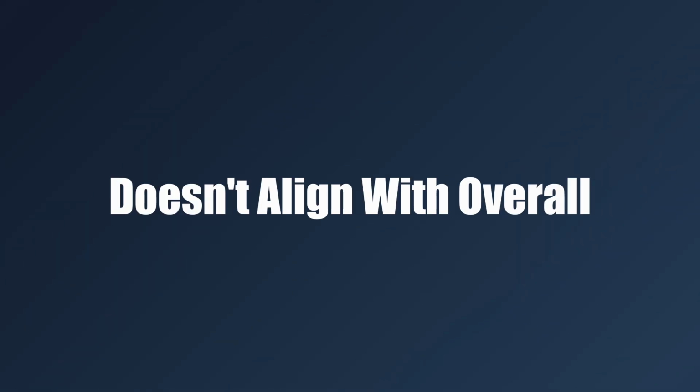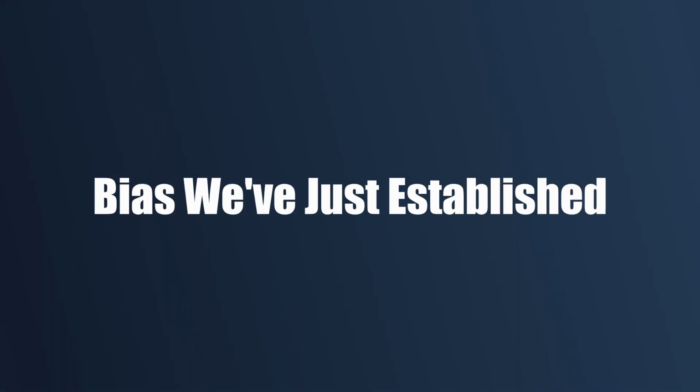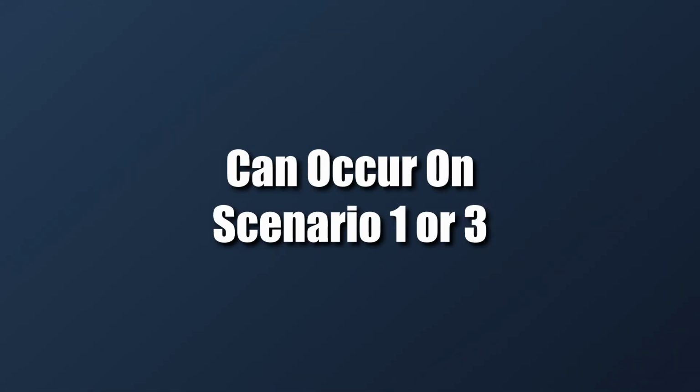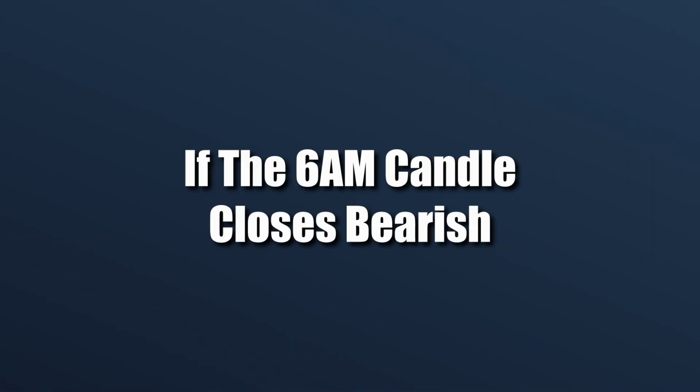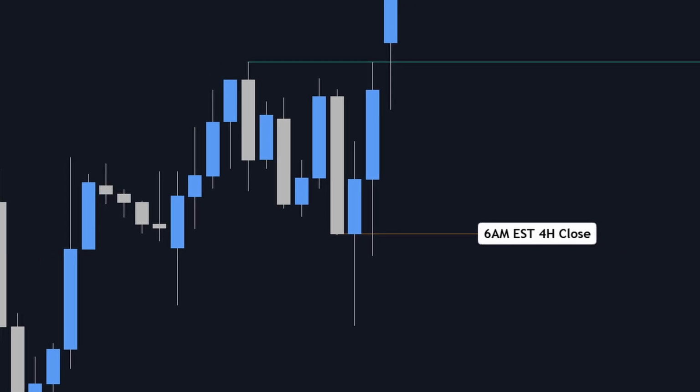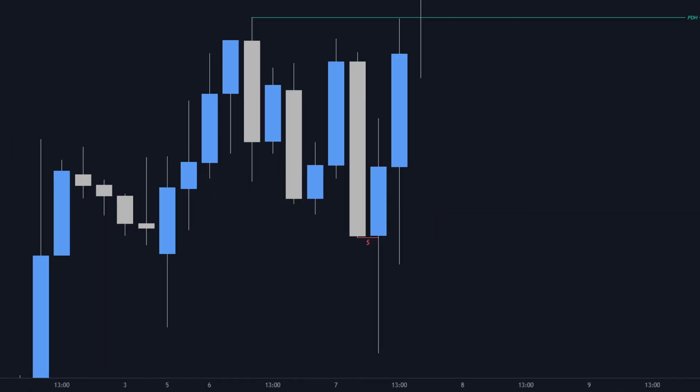If the 4 hour close doesn't align with the overall bias we've just established, price will typically do one of 2 things. This can occur on scenario 1 or 3, but for both I'll use the same example with the bullish daily bias. In scenario 1, previous day hasn't been taken, so we're bullish no matter what. But if the 6 a.m. candle closes bearish, what do we do? Well, the first possibility is a sweep of opposing liquidity before continuing in the direction of the bias. So we would need the 6 a.m. 4 hour candle's low to be swept before looking for setups to go long.